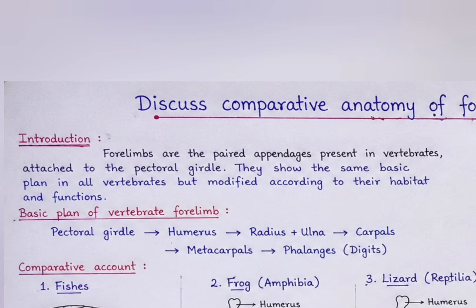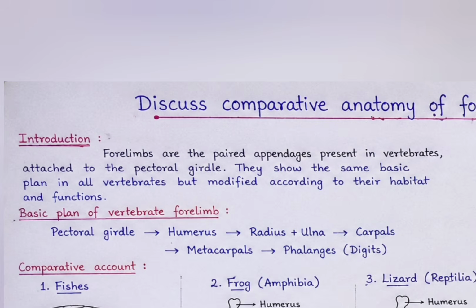The plan is the same, starting from the pectoral girdle and ending with the phalanges: pectoral girdle, humerus, radius, ulna, carpals, metacarpals, phalanges. In our body, we have this plan. We have to discuss all vertebrates, from fishes to mammals.